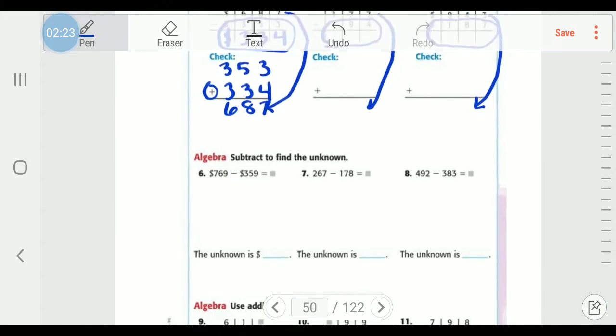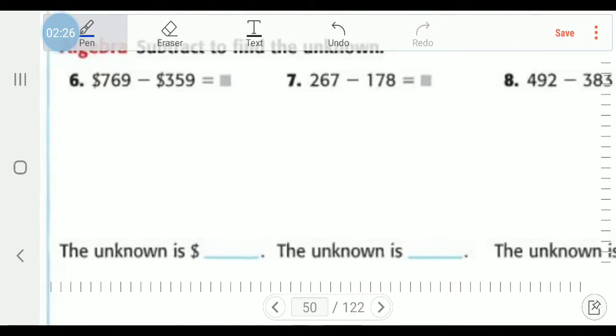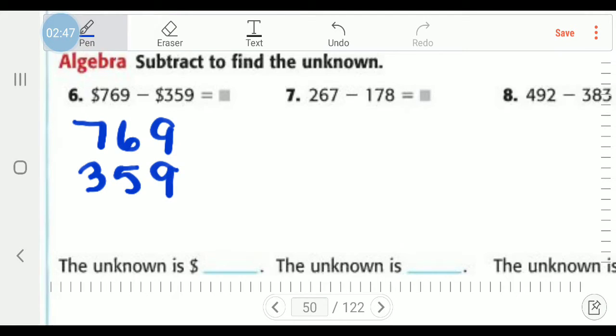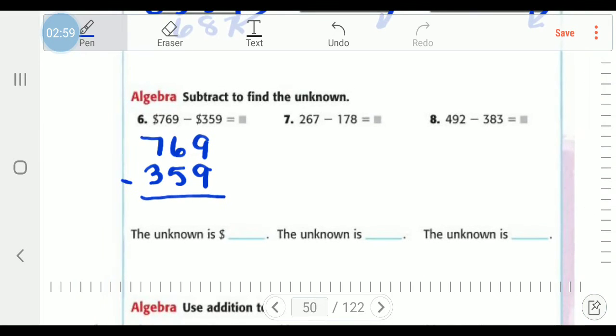All right, second section works exactly the same. The only thing I'm going to make sure that I draw your attention to is make sure you're lining your numbers up correctly. What I mean by that is 769, and then line up 359, 3 in the hundreds place, 5 in the tens place, and 9 in the ones place when you go to do your subtraction. Now, all the directions say for 6, 7, and 8 is just to subtract, to find the unknown. It doesn't talk about checking your math with addition. And so the unknown here is just finding the answer.